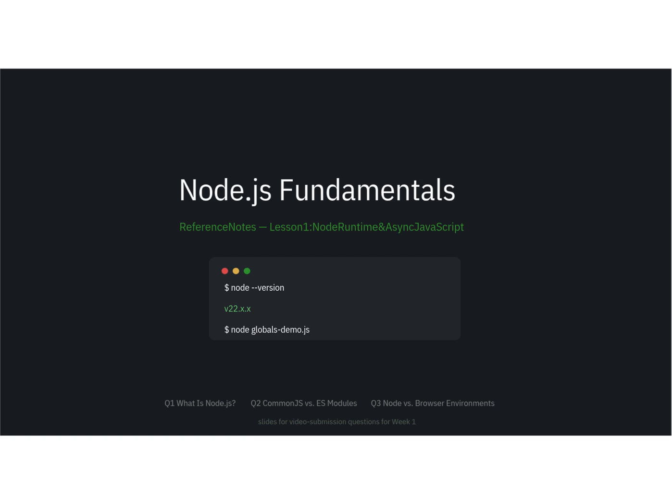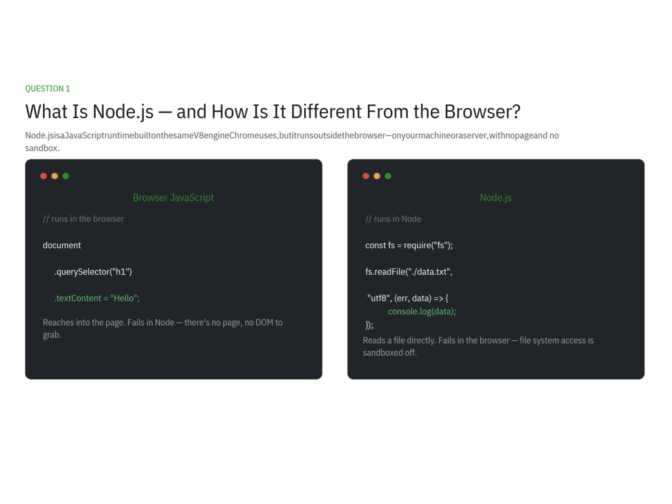In this presentation I will cover three things: what is Node.js and how it differs from browser JavaScript, the difference between CommonJS and ES modules, and the main differences between Node and browser environments like globals, file access, and event loops. So question one, what is Node.js and how is it different from the browser?